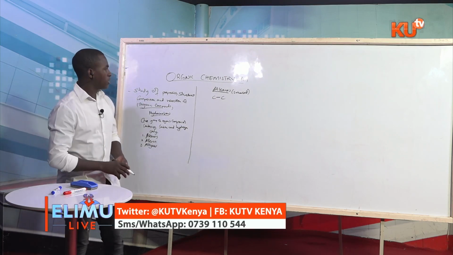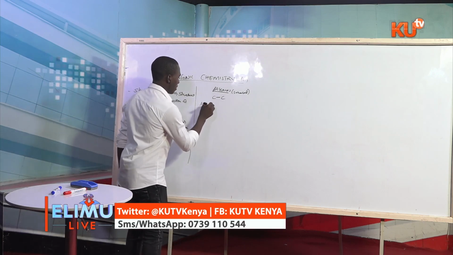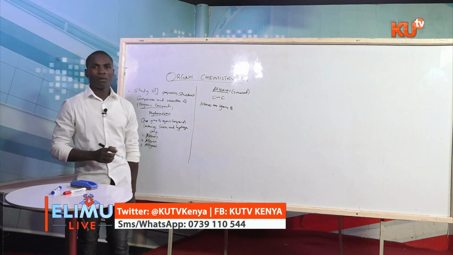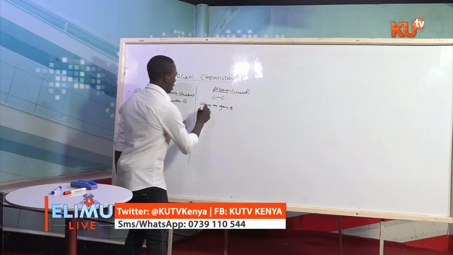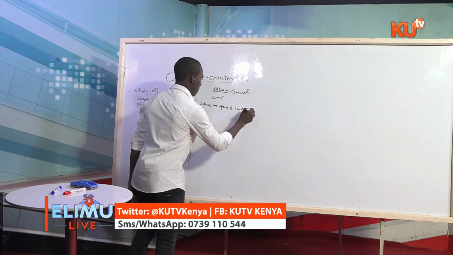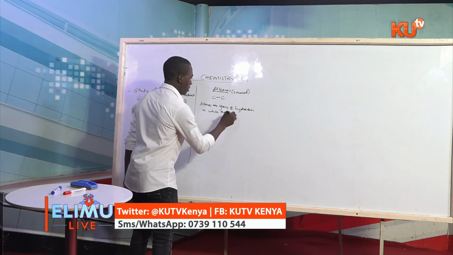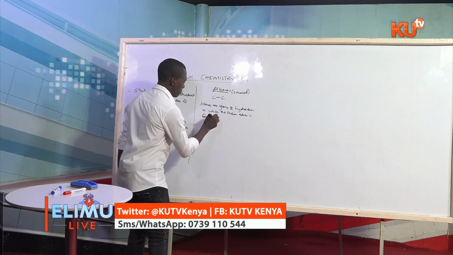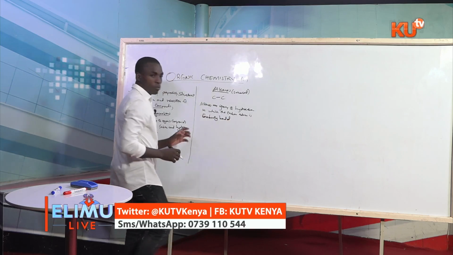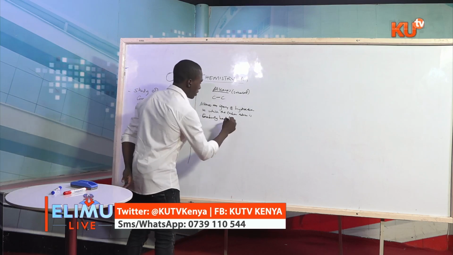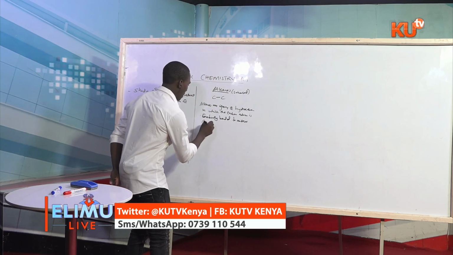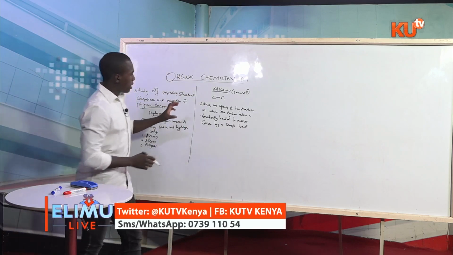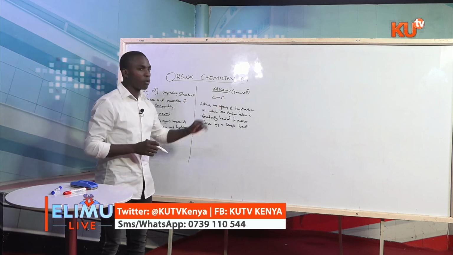Let's proceed. From the definition, alkanes are a group of hydrocarbons in which the carbon atom is covalently bonded to another carbon by a single bond. So all hydrocarbons in which a carbon atom is bonded to another carbon atom with a single bond will always lie under alkanes.